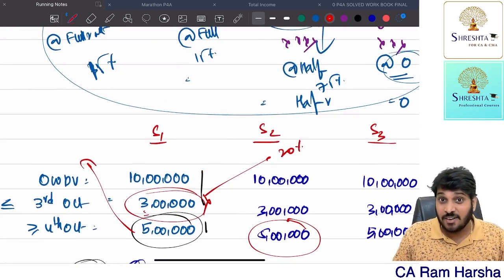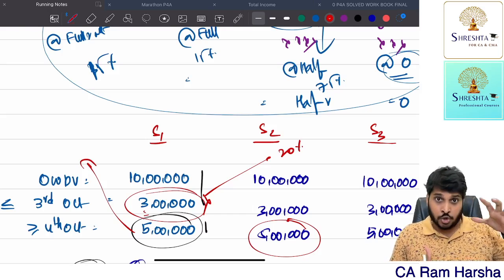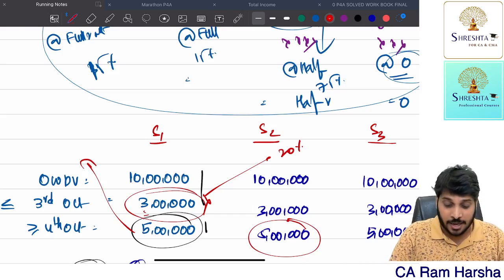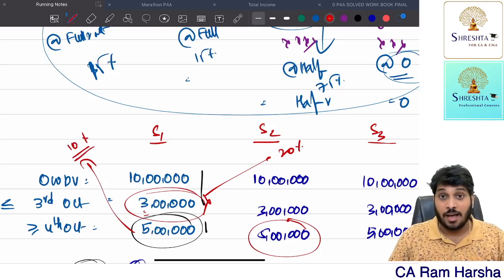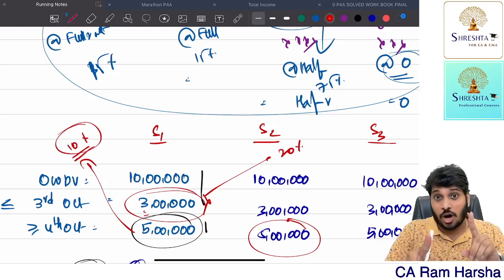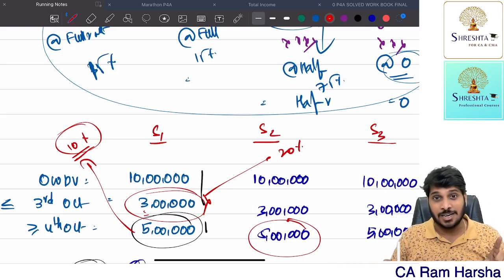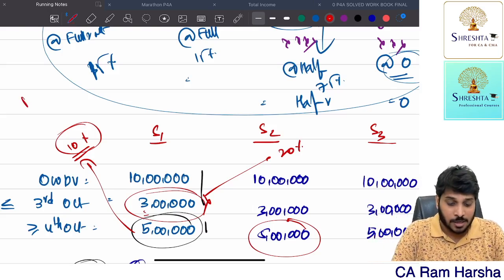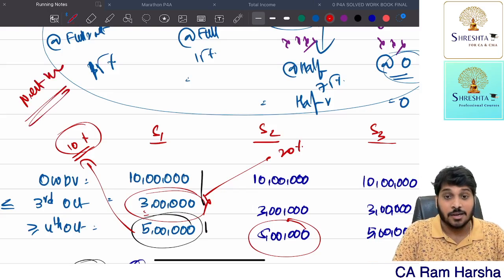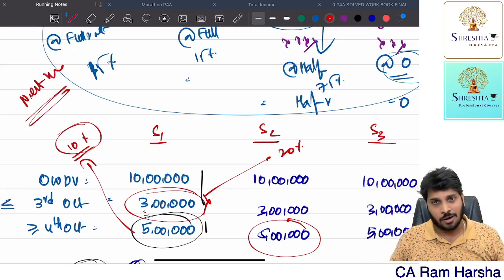Whereas for less than 180 days, suppose any asset is purchased during the year but used for less than 180 days, then 10% of the actual cost only can be claimed as additional depreciation. So what about the balance 10%? You can claim it in the next year. You can claim in the next year. Are you getting the point?